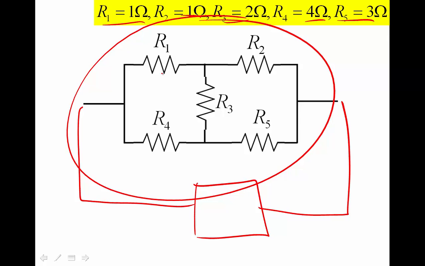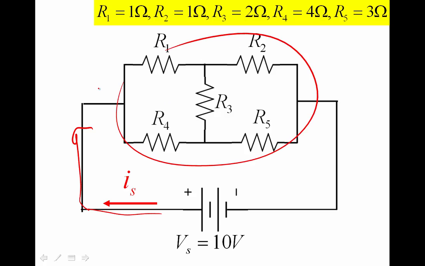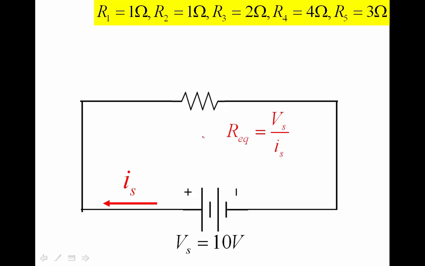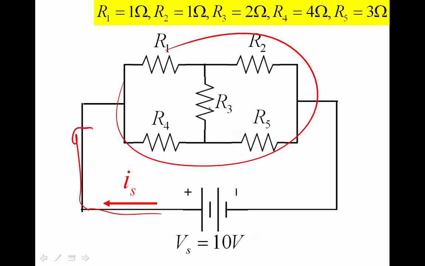or simple parallel. So the technique that we will apply today is we will apply a battery to this circuit and then calculate how much current is drawn from the battery by this circuit. And then once we have how much current is drawn from the battery, and we already know what the voltage on the battery is, we just take the voltage divided by the current, and we have the equivalent resistance of that combination of resistors.